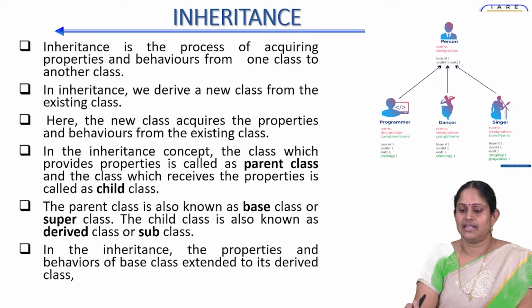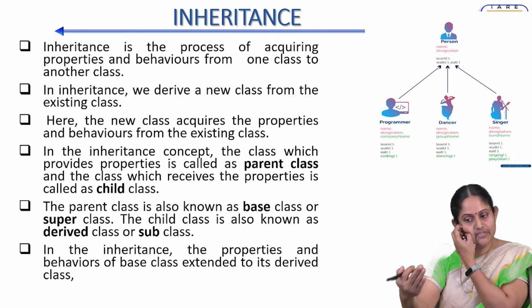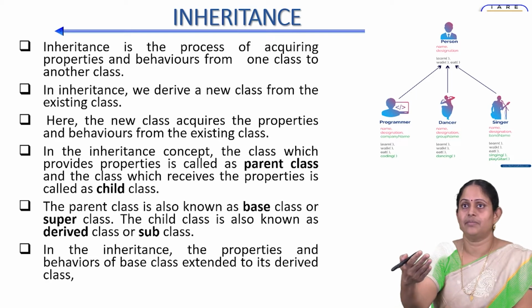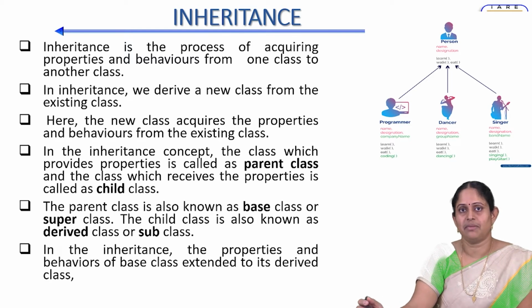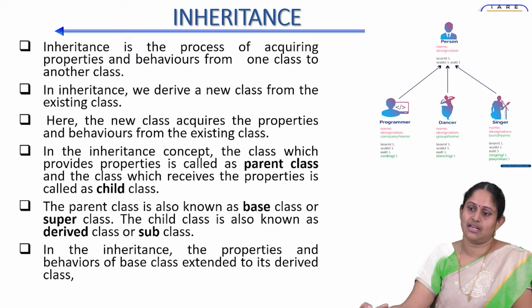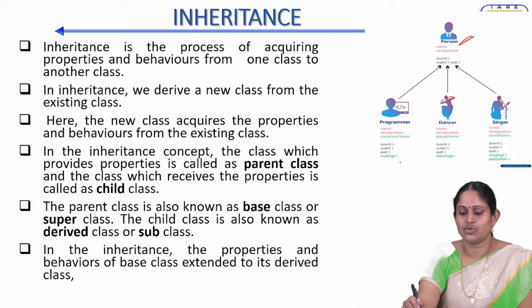Next feature is inheritance. As in real life, we have the features of the parent being inherited to the child. In the same way, we can have a parent class and a child class. Whatever features are available in the parent class can be used by the child class. So inheritance is the process of acquiring properties and behavior of one class into another class. The properties and behavior of the parent class can be acquired into the child class.